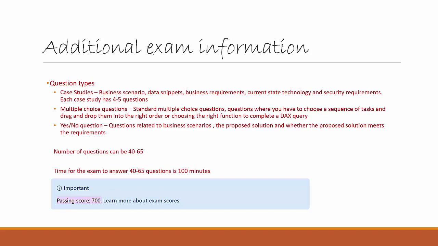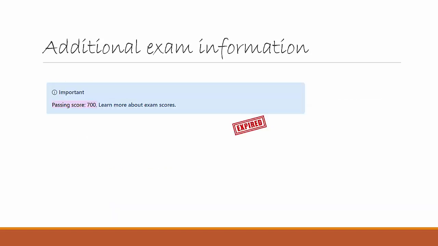The number of questions can be anything between 40 to 65 questions, and you have 100 minutes for answering all these questions. And the passing score is 700. And this certification is valid for 1 year, and then you have to retake the exam. So it expires after 1 year.